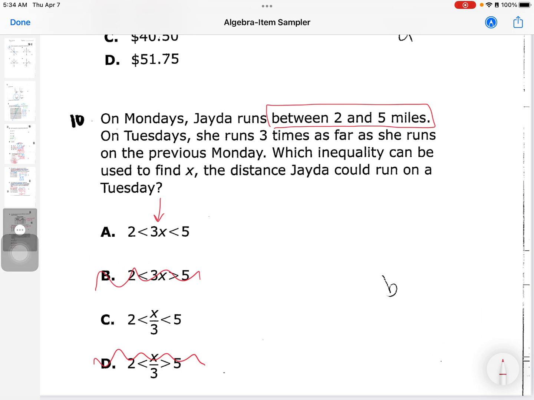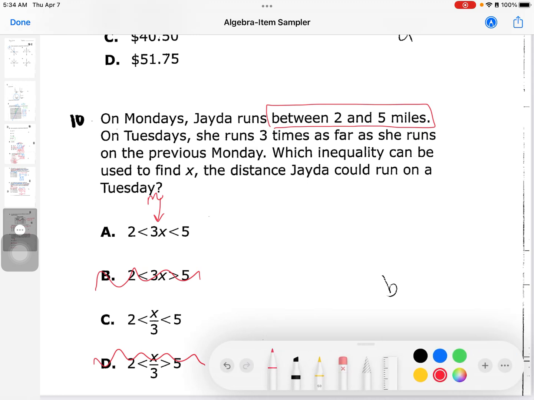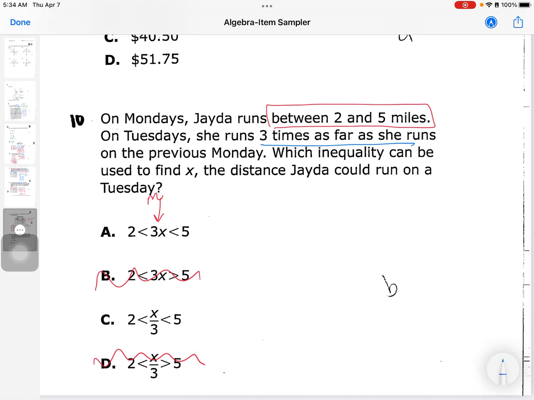So on Monday, Jada ran between 2 and 5. So this Monday is what is kind of in the middle that we need to represent. On Tuesday, she runs 3 times as far as she runs on the previous Monday. Which inequality can be used to find x, which is not Monday, but actually how far she ran on Tuesday? So like if I ran 3 times as much on Tuesday as I did on Monday, if I ran 12 miles on Tuesday, how far would I have ran on Monday? Well, I would do 12 divided by 3, and I'd find out I only ran 4.